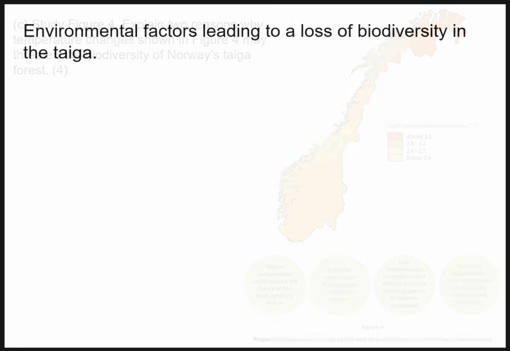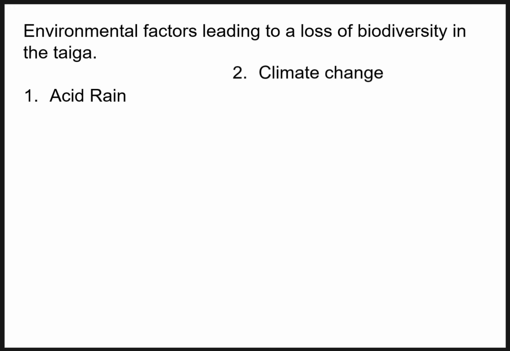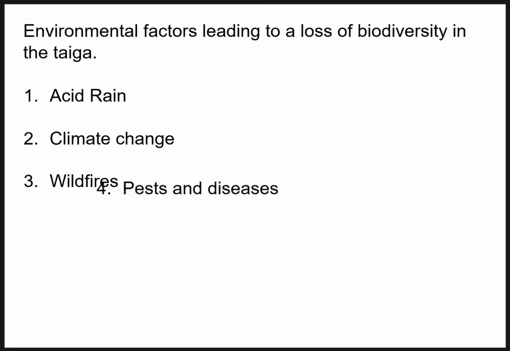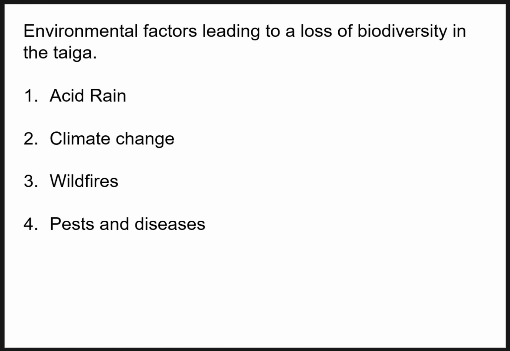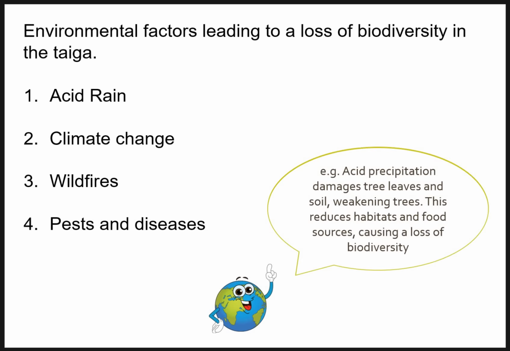So we'll just pause in here for another learning point. Let's look at some of the environmental factors that lead to biodiversity loss in the tiger region. We've got acid rain, climate change, wildfires, pests and diseases. So an example, acid precipitation, acid rain damages tree leaves and soil, weakening trees. This reduces habitats, food sources, causing a loss of biodiversity.